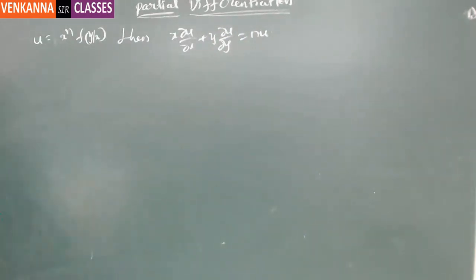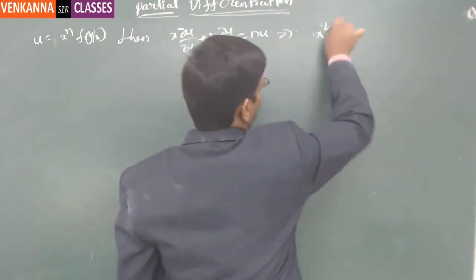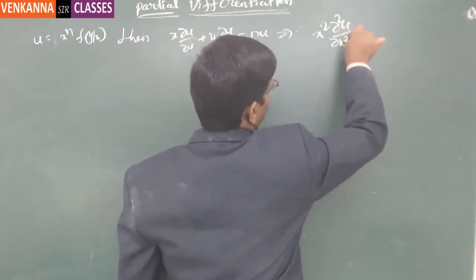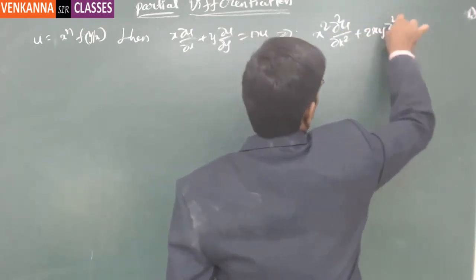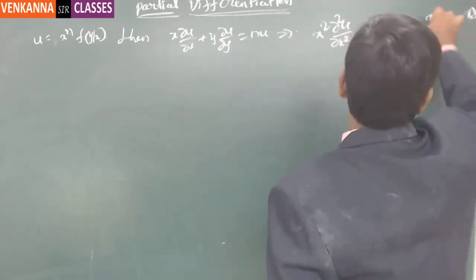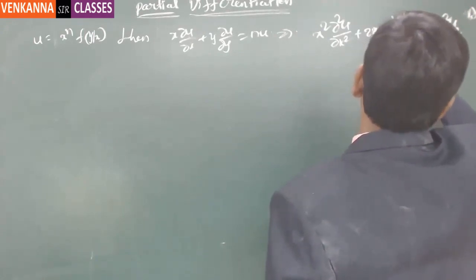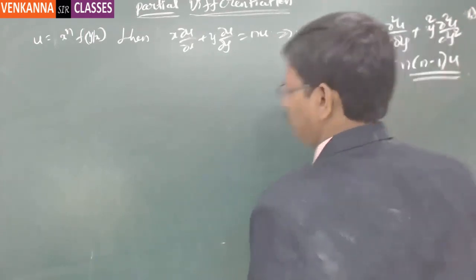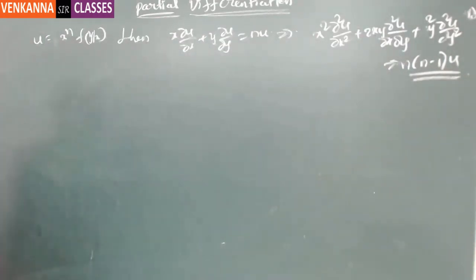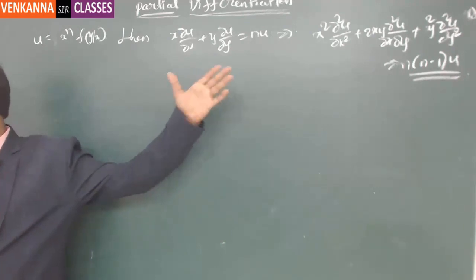Now if you take the derivative again for this function, from this we can prove that x² ∂²u/∂x² plus 2xy ∂²u/∂x∂y plus y² ∂²u/∂y² is equal to n into n minus 1 into u. So this we need to prove. First you try on your own to prove that. Take the derivative of this with respect to x and with respect to y separately and then try to get that result.